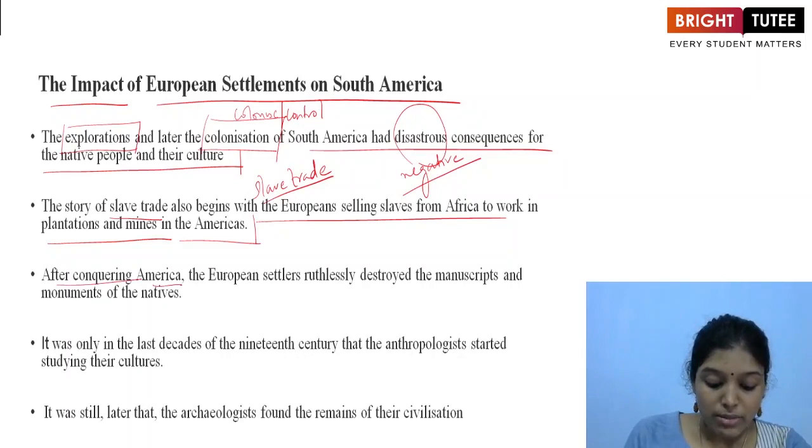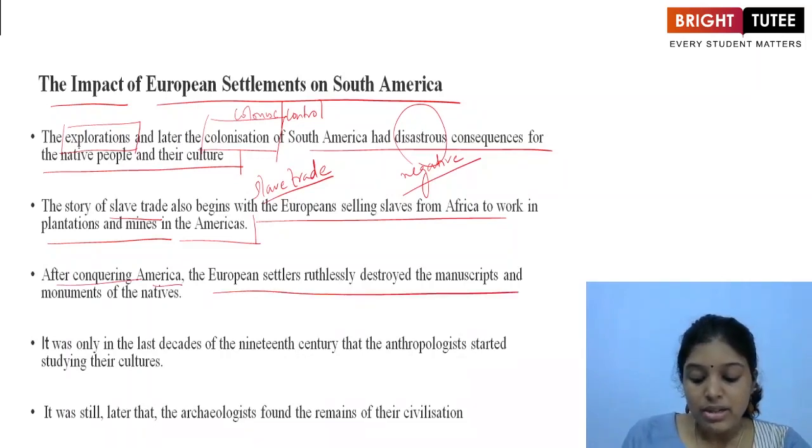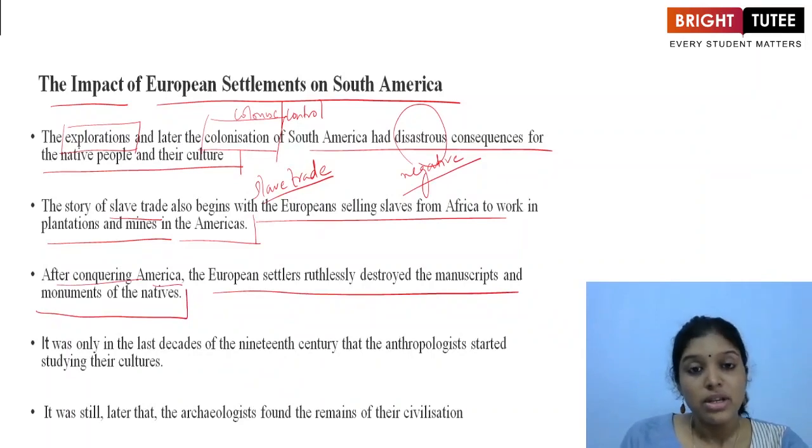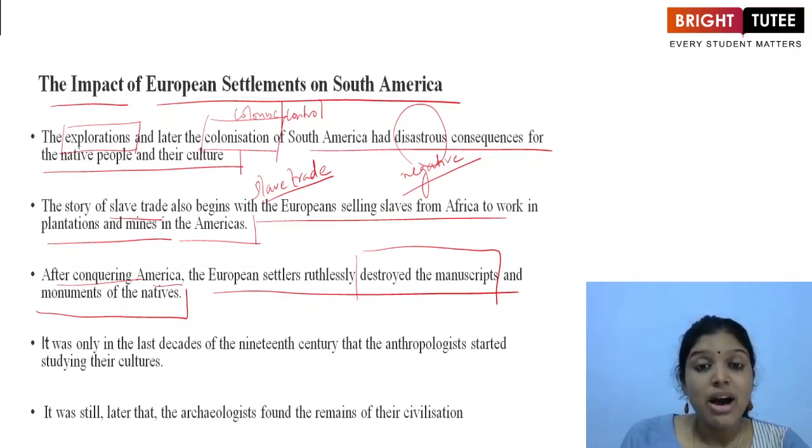And after conquering America, the European settlers ruthlessly destroyed the manuscripts and monuments of natives. So, along with the colonization, the conquerors or the colonizers destroyed the manuscripts. So, we know when the records are destroyed, it means the history of those people is erased. Whatever they have noted down and recorded of their culture and their traditions are erased from the history and from the memory of the people.